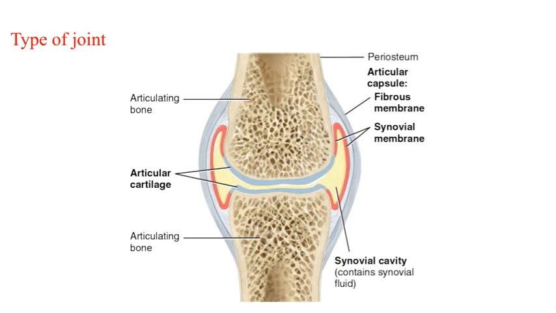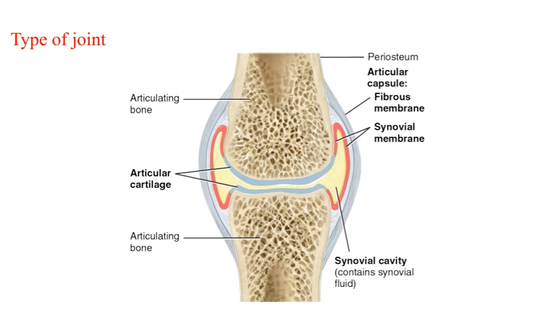Let's take a closer look at the different types of joints. Joints are essential because they connect bones and enable movement and stability in our bodies. There are several main types, each with unique structures and functions. The first type is fibrous joints, which are held together by dense connective tissue. These joints are mostly immovable, like the sutures in our skull. Next, we have cartilaginous joints, where bones are connected by cartilage.